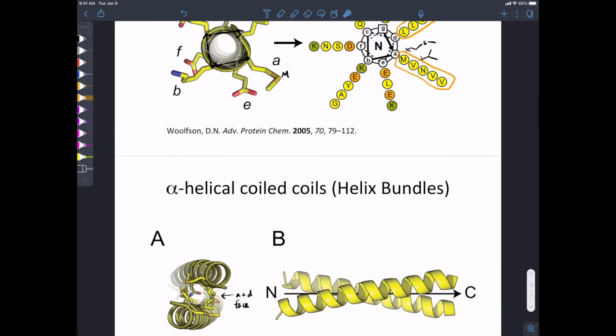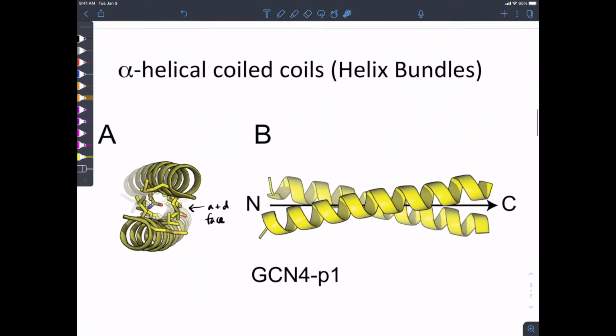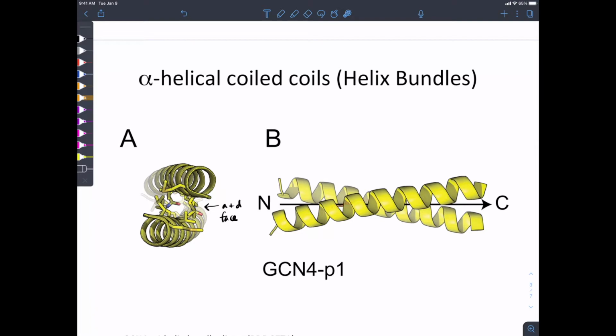So here is an image of, I've taken actually this single helix from this assembly, which you can get from a crystal structure of a peptide derived from a yeast transcription factor. And this is what it looks like. You have two alpha helices that pack against each other and twist around each other. And this type of structure is called a coiled coil. It's a coil of helices. We sometimes call it a helix bundle.